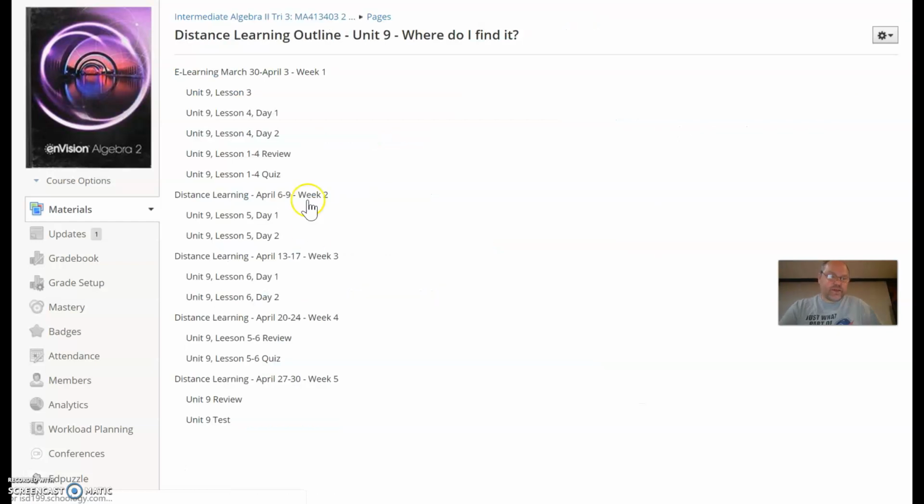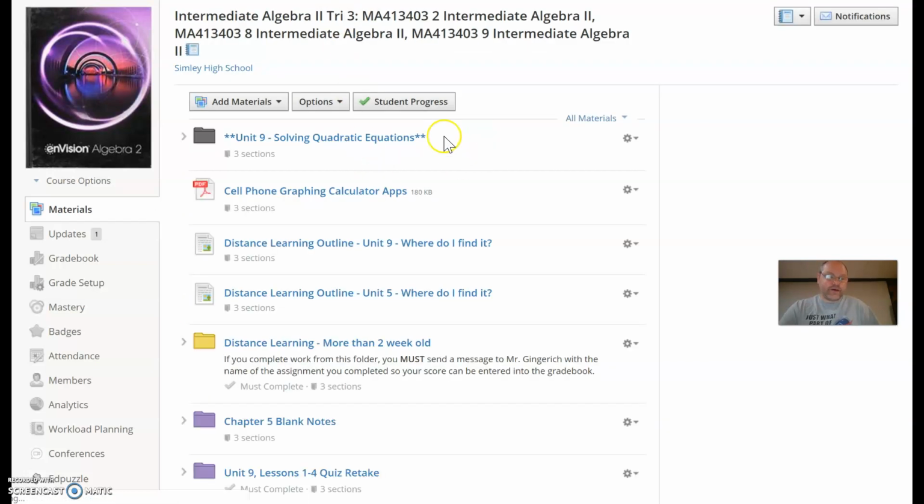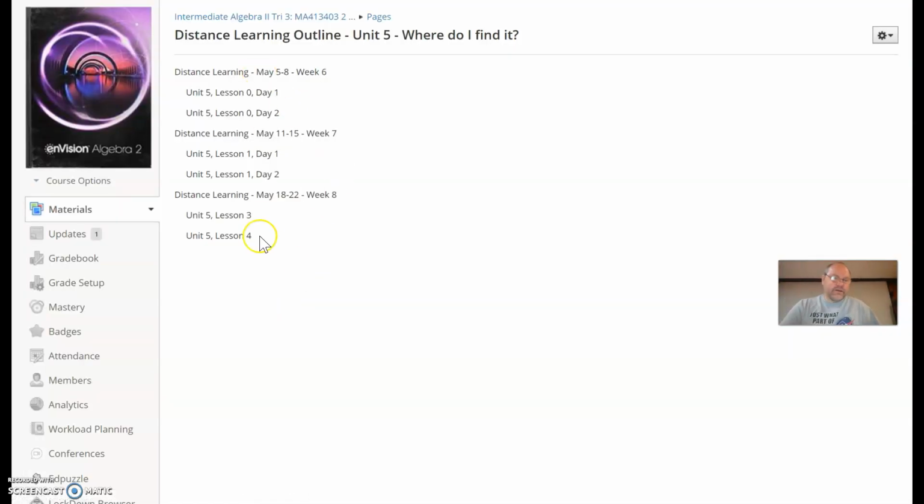And when you open this page up, it lists where each week and what was covered in that week. So if you're missing the Unit 9 test, there it is. And it would be in week 5. If it's not something you're missing from Unit 9, but from our newest unit, Unit 5, well, there's a page for that as well. And again, same setup.